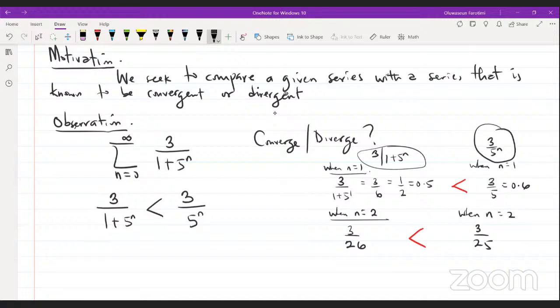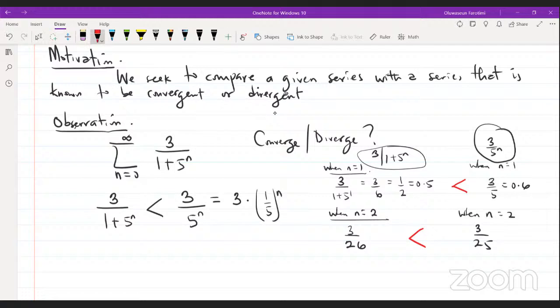Okay. Now, what is 3 divided by 5 to the power of n? Can I rewrite this? Yes, I can actually write this as 3 multiplied by 1/5 to the power of n. That's no big deal, guys. It's straightforward because you can split that by algebra. Now, can I give you some information about this?